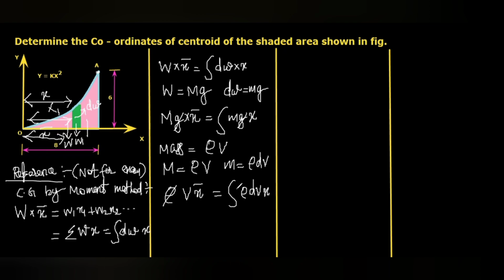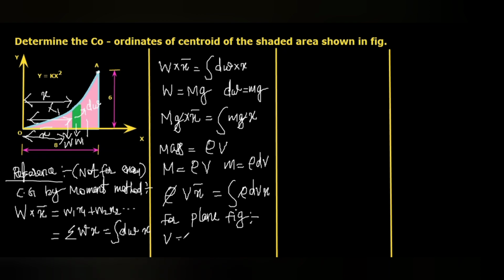So this rho and rho we can cancel. In case it is a plane figure, for plane figures, we don't have the thickness, that is the third dimension, which is perpendicular to the plane of the screen, plane of the paper, that will be unity. So that can be eliminated.